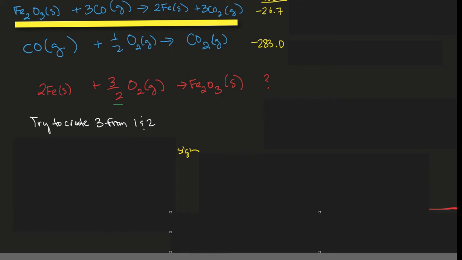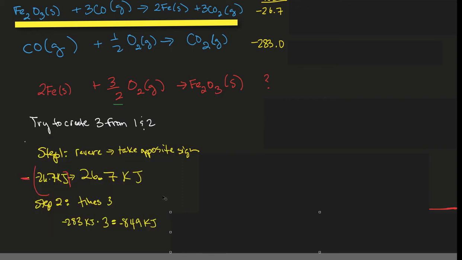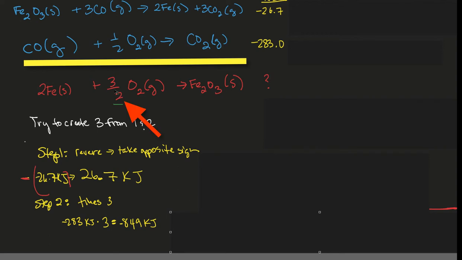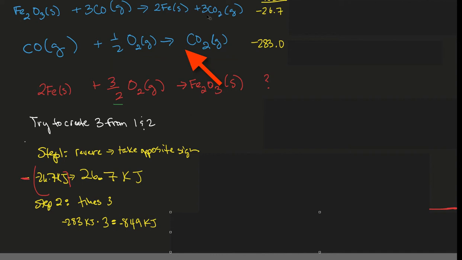So we're trying to create 3 from 1 and 2, and step 1 we reverse it. So when we reverse it, we're going to take the negative of your delta H. And then step 2 would be to multiply this equation by 3, because we need to have a 3 halves for the oxygen, the O2, and here I have a 1 half. Alright? And look at the coefficient for that CO2. It needs to be a 3 to cancel out with this 3CO2. So this would need to be a 3.